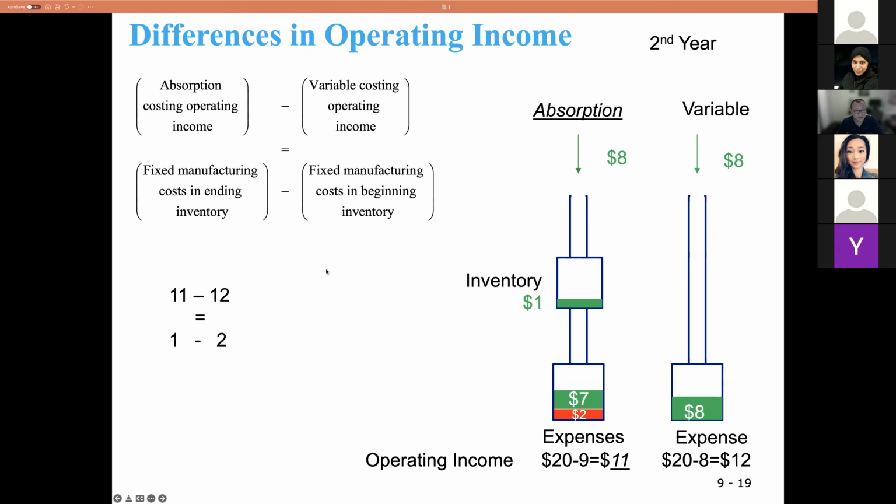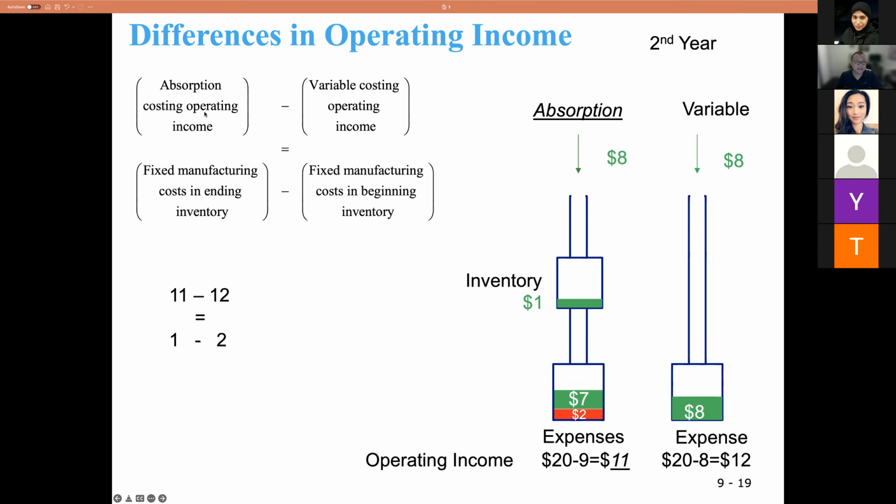Good job. So you can see that the difference between the operating income under the two costings is really about the change of the fixed manufacturing cost in the inventory, okay? Do you think you remember this formula? If there's a question in the final exam on this, would you know this? Yep, because I'll put 5 stars beside it. Okay, good, good.